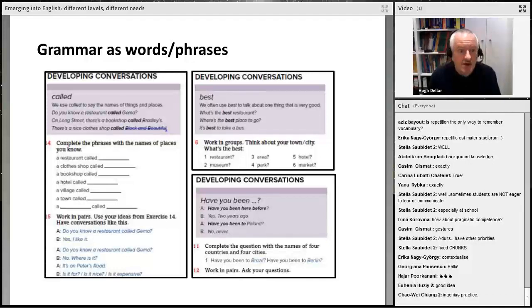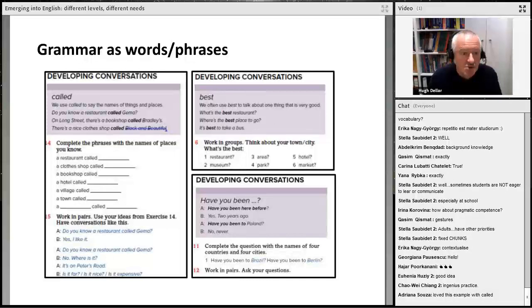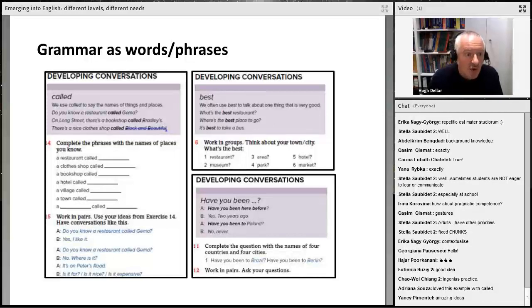Obviously, you could look at "called" and say, oh, it's a reduced adjectival clause. I just think it's "called." And at this level, that's all they need to know. So we show some examples. Do you know a restaurant called Gamma? On Long Street, there's a bookshop called Bradley's.